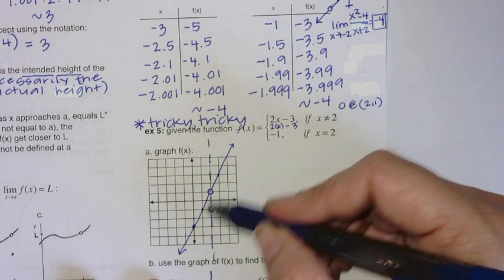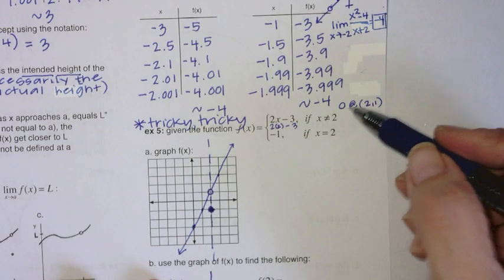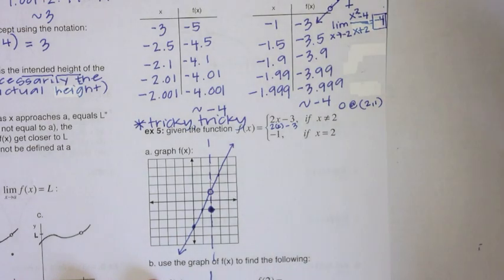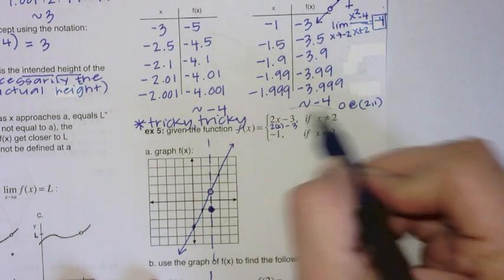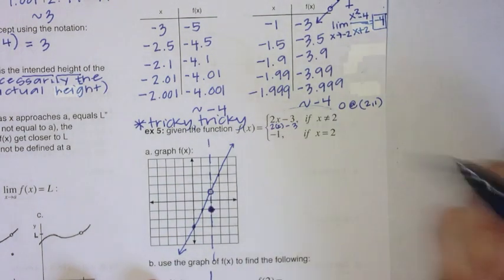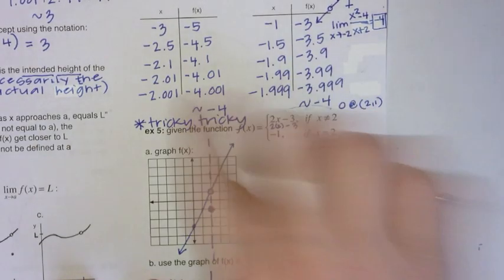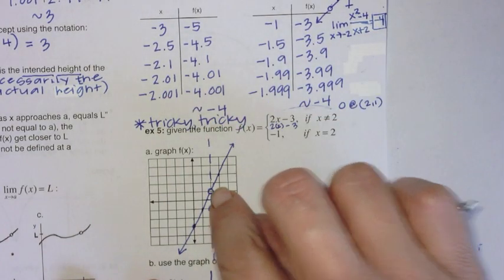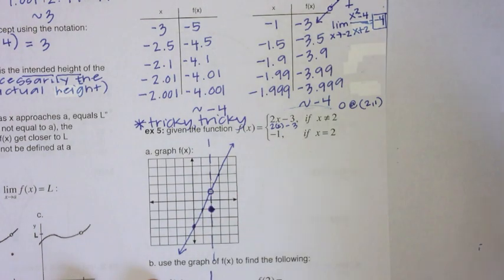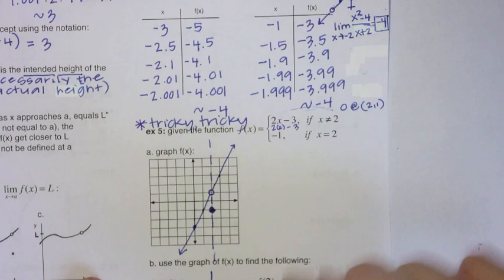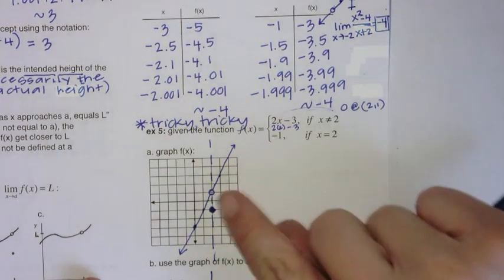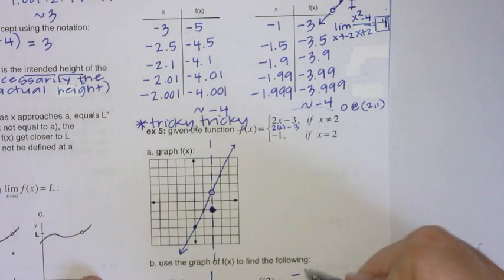Like if I was picking table values and I said 1.9, I would be on this part of my piecewise function, right? And if I said something like 2.1, I would be on this part of my piecewise function because it meets this condition. So as I'm getting closer and closer, those values are going to get closer and closer to a height of 1. But at 2, specifically, what is f of 2? It's not asking about the limit. It's saying, when x is 2, what is y? And so when x is 2, y is -1.